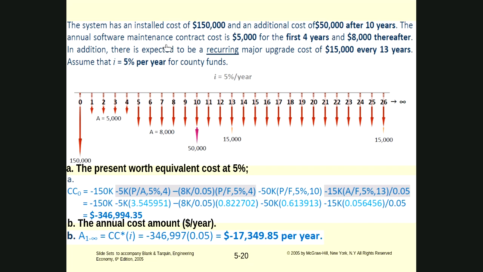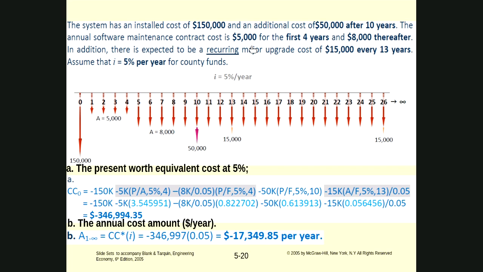Now, all of these, you are adding them up by a minus sign. Why minus sign? Because they are cost. They are not revenue. They are cost. So you have to add them with a minus sign. Good. Now, what about the 5,000 for the first 4 years?